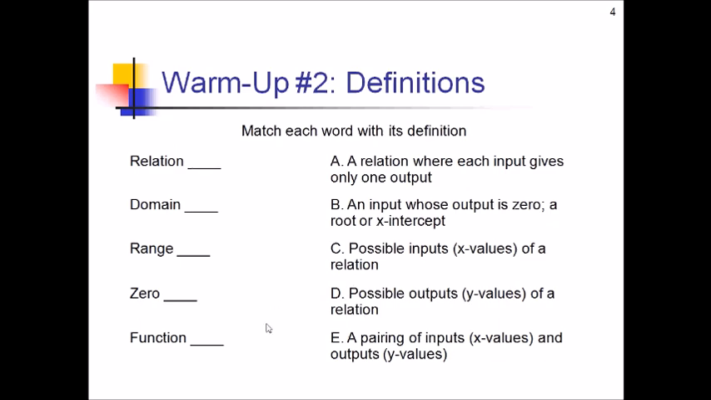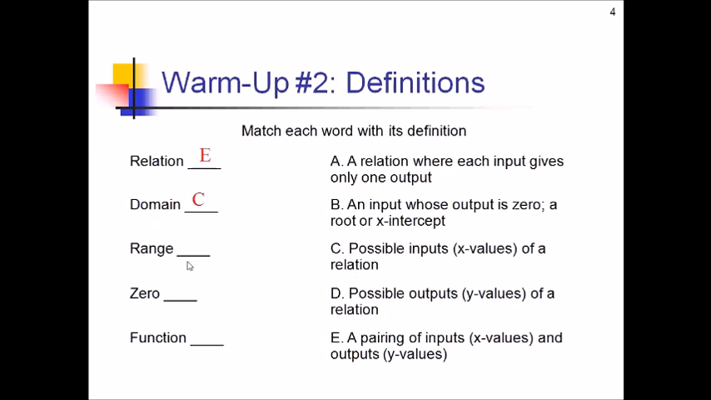For our second warm-up, we're going to go over some of the definitions you've probably already seen on function stuff, but just to make it fun, pause the video and see if you can match these up with the correct definitions. All right, so a relation. A relation is E, that is a pairing of inputs and outputs. And this can take the form of a table, just a bunch of points written out, a graph, an algebraic function, any of these. Domain is all of your possible inputs, all the x values, so C for that one.